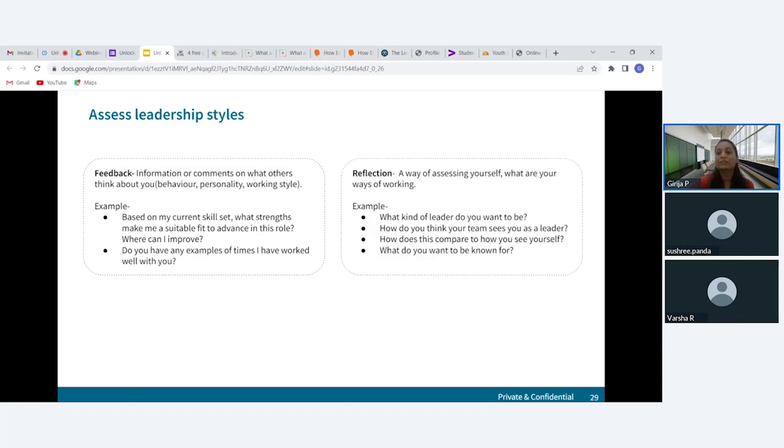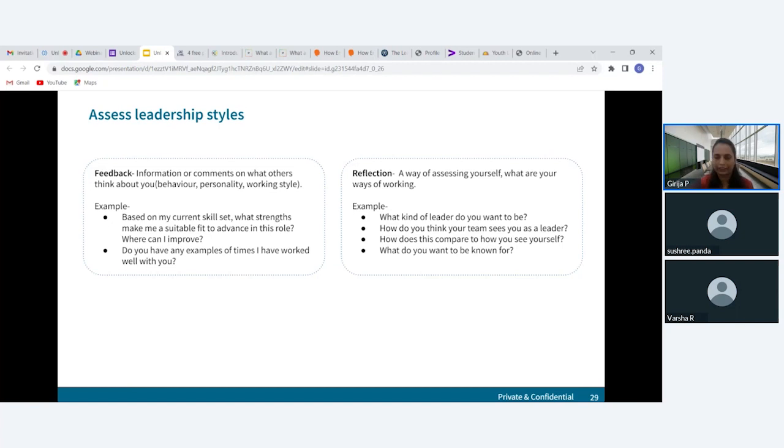Another way is to do a reflection, to reflect on your own working style. We always follow someone and we like to become that leader. So what kind of leader do you want to become? If you have a role model like Nelson Mandela and you want to become like that, ask your team members and friends how they see you, and then compare yourself. You wanted to become a Nelson Mandela, but your team sees you more like a Steve Jobs. It will help you understand where you're lacking and how you can improve yourself to become what you want to become.